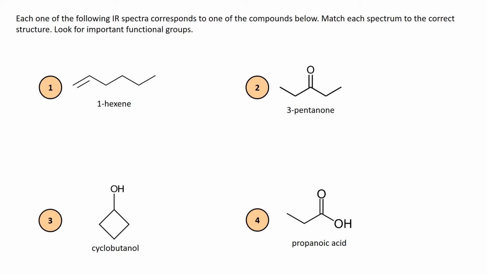We're asked then in question 1 to look at some IR spectra, and we're given 4 compounds labelled 1, 2, 3 and 4. So 1-hexene, 3-pentanone, cyclobutanol and propanoic acid. And we are then asked to match each spectrum to the correct structure. And the first thing we need to do is to look for important functional groups.